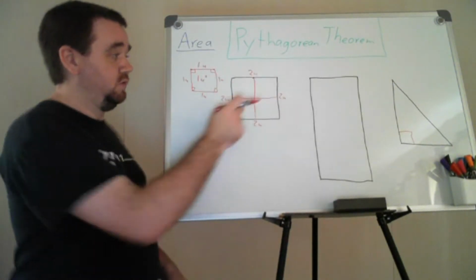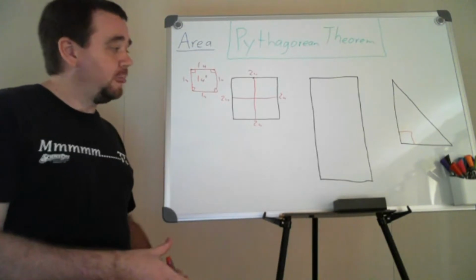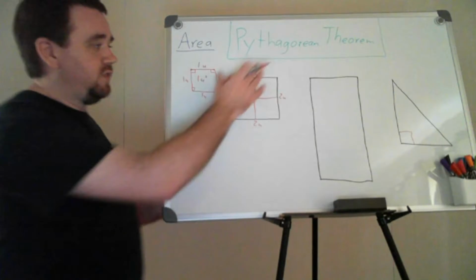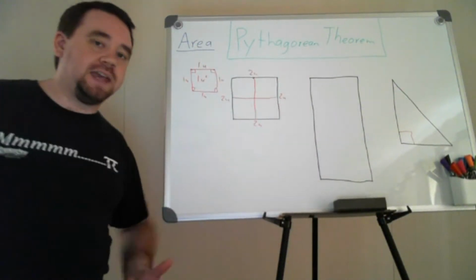Oh, there's 1, 2, 3, 4. So the area of this square is 4 units squared. Now that's nice and easy. But at the same time, what if this were a ginormous square? I don't want to take the time to count all of those. How do I count them up faster?